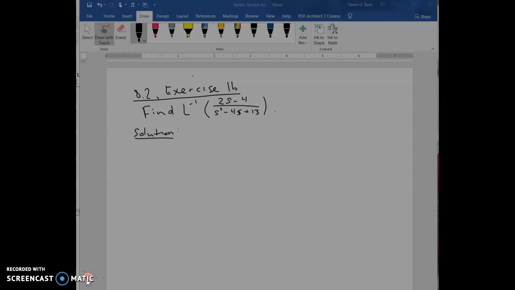We will do exercise 1b in section 8.2, where we find the inverse Laplace transform of 2s minus 4 over s squared minus 4s plus 13. I'll pause here for a second and let you complete the square in the denominator and set this up to use our table.